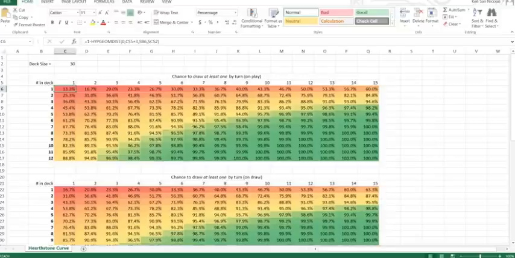Let's not even assume anything. Let's just go straight to it. What is the chance that you'll have a dragon in your hand by turn two? Like, what percentage would make you feel comfortable?